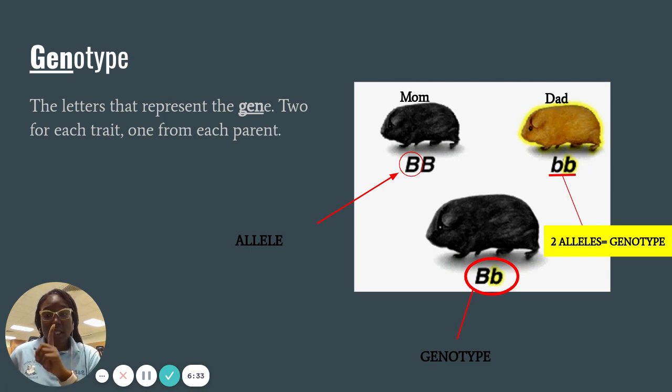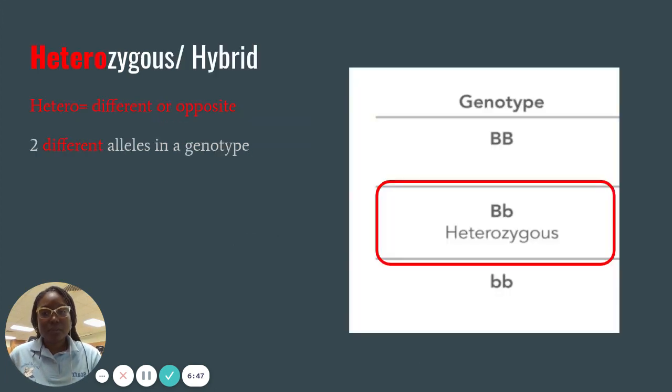Allele is one letter. That allele can be dominant or recessive. And when you put two alleles together, that makes up the genotype that represents the gene. The gene here for this genotype is fur color. So now we know about genotypes.